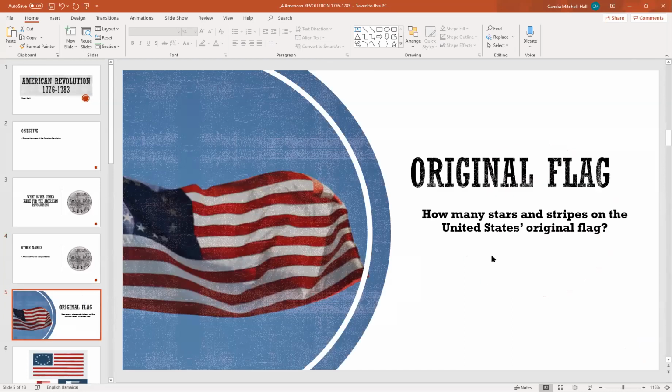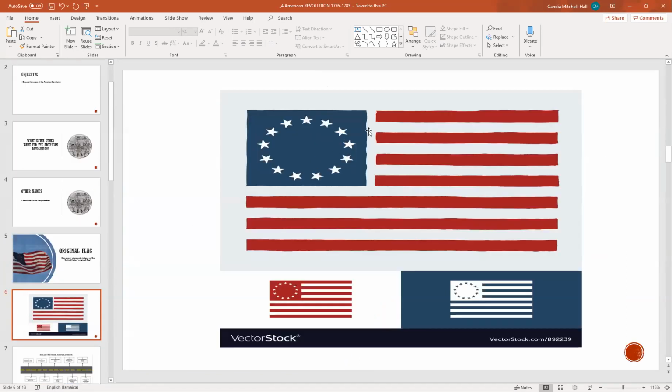How many stars and stripes were on the United States original flag? 13. 13 what? Stars on the flag. 13 stars and 13 stripes. And if we look on the flag today, you have 13: 1, 2, 3, 4, 5, 6, 7, 8, 9, 10, 11, 12, 13. So there are 13 stripes. And the original flag had 13 stars.